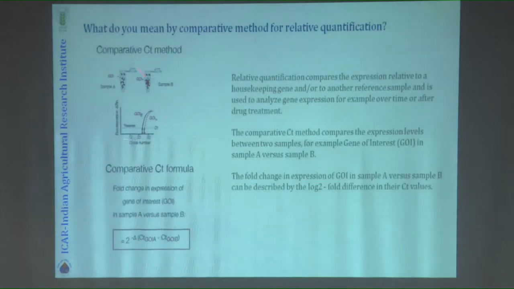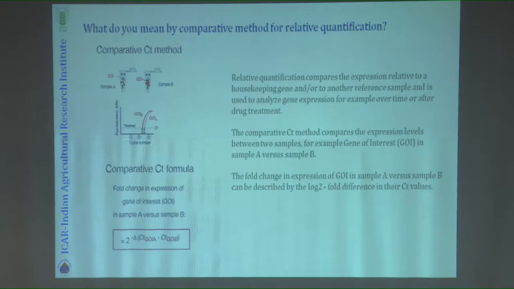There are two methods of relative quantification. One is the comparative method. What we normally do is that relative quantification compares the expression relative to a housekeeping gene. So we use a housekeeping gene and quantify that. And then another reference sample is compared, which is used to analyze the gene expression of a sample over time or after some treatment. So this is what we do with both.